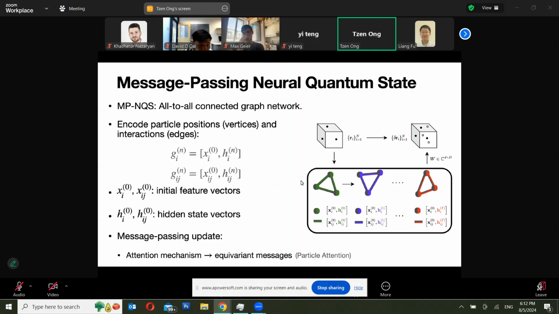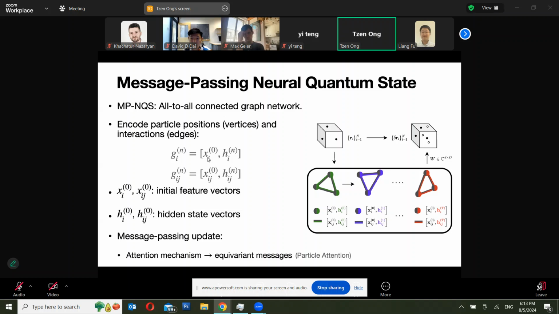Okay, so what's MP-NQS? MP-NQS is basically an all-to-all connected graph neural network. A graph neural network consists of particles, or nodes or vertices, and interactions, which are edges. Then we have a set of vectors that describe the information, or the features, that we want to encode at each vertex, as well as at each edge. We denote them by G_i at layer n, where n refers to which GNN layer we are at, and we also have a G_ij for each interaction edge.